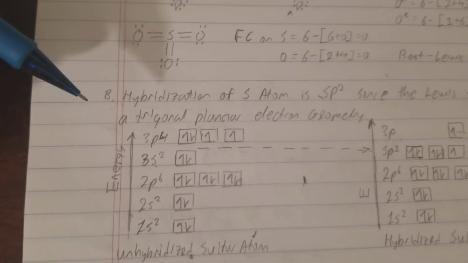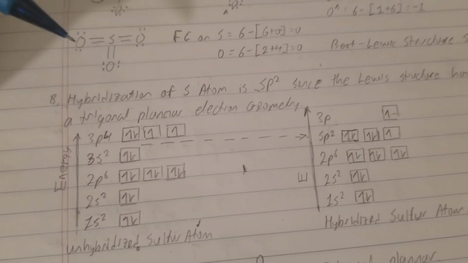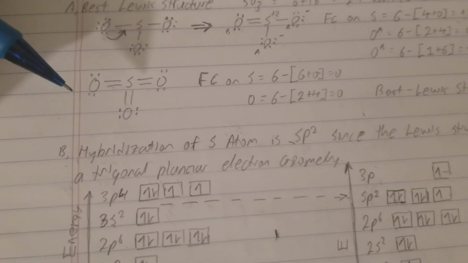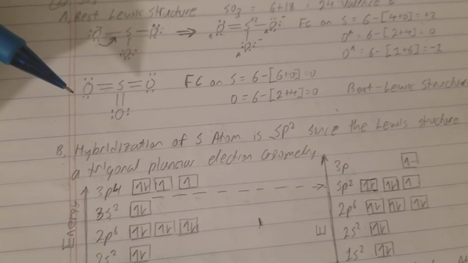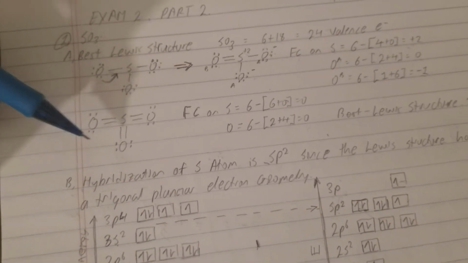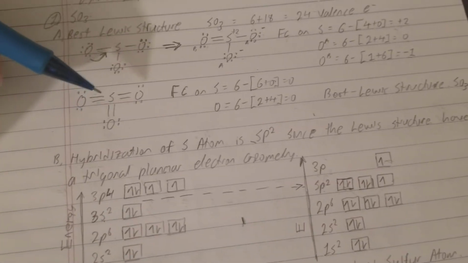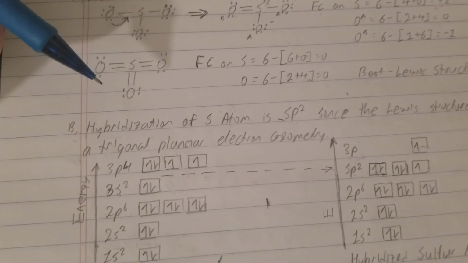Question 2 asks us what the hybridization of the sulfur atom is. By virtue of the Lewis structure of SO3, we can see that it has a trigonal planar electron geometry, which means that the sulfur is going to have sp2 hybridization.